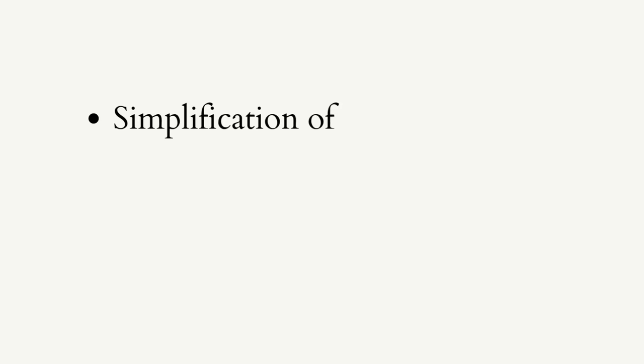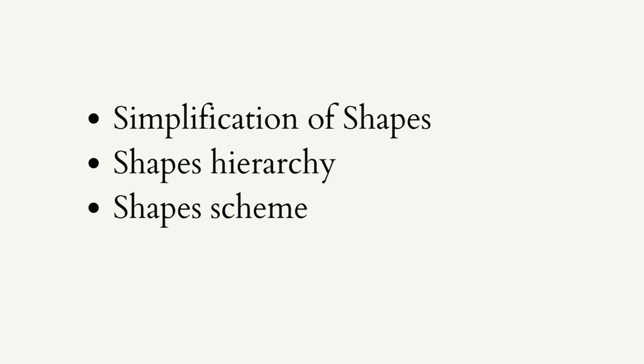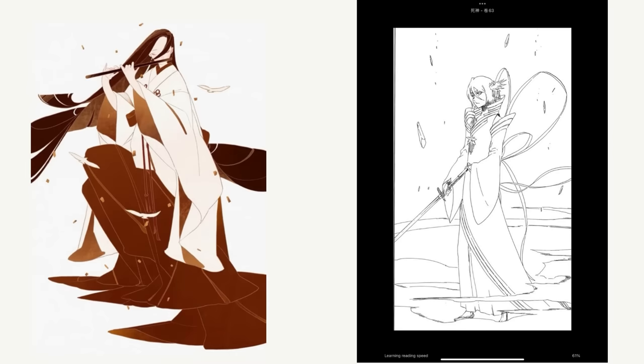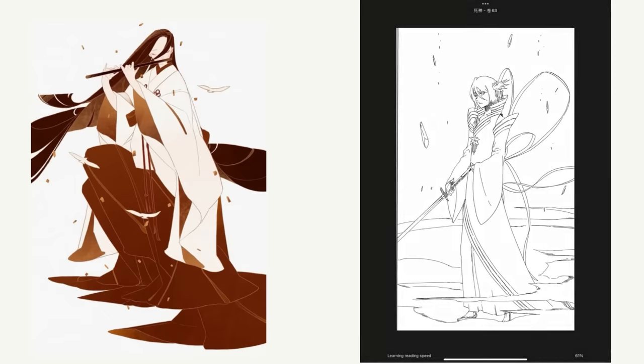Shapes. Generally, it can be divided into simplification of shapes, shapes hierarchy, and shapes scheme. Simplification of shapes: this concept is also an extension of the Gestalt theory. The closer something is to a geometric shape, the easier it is to understand, meaning that it is more formalized.